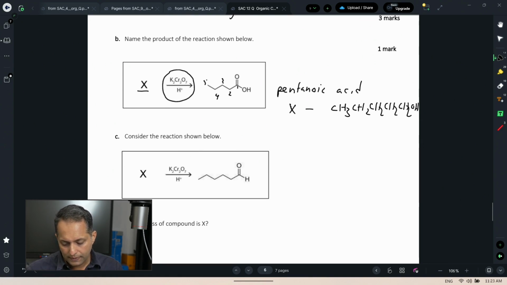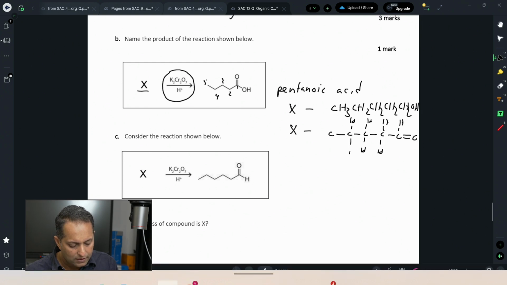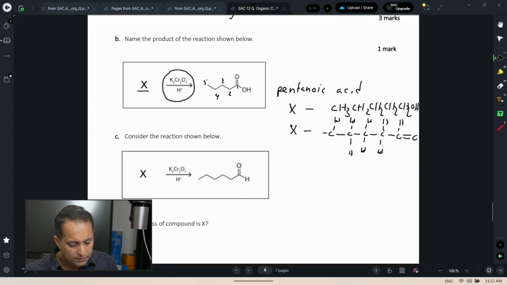We know that. Or X can also be pentanal. I think you should be given marks for both of them. Is that clear to you? Make sure you draw all the hydrogens, right? I think you should be given marks for both of them.